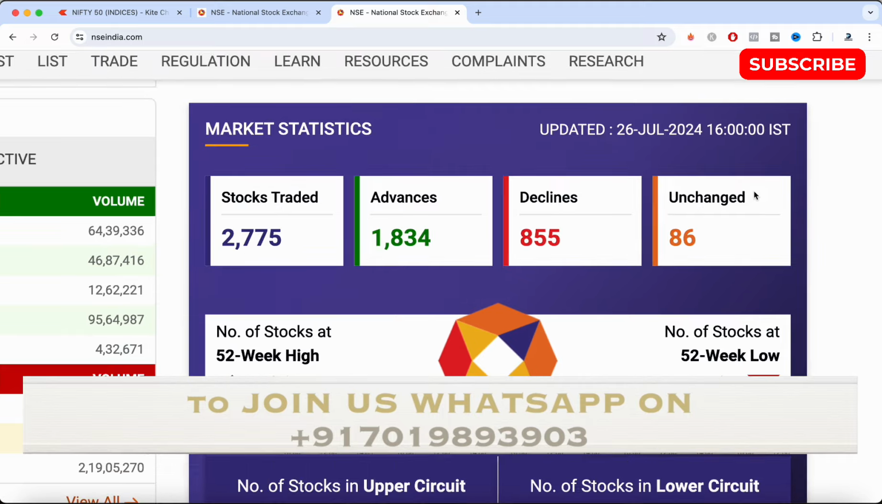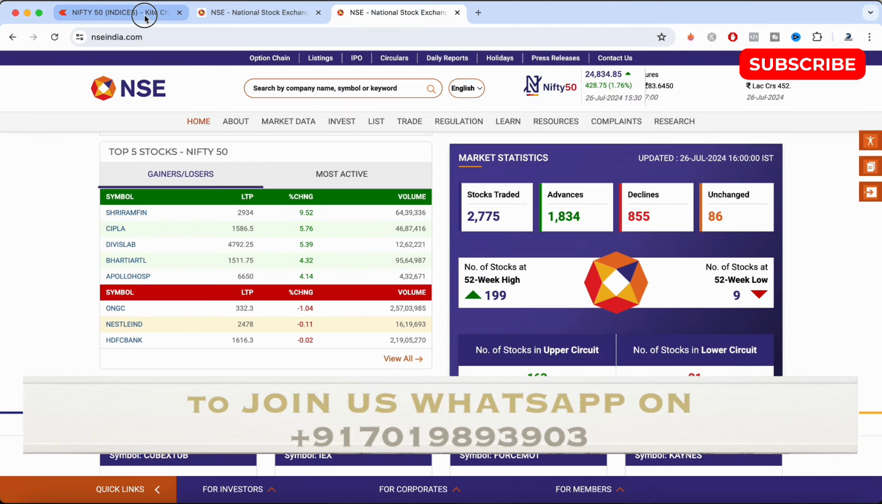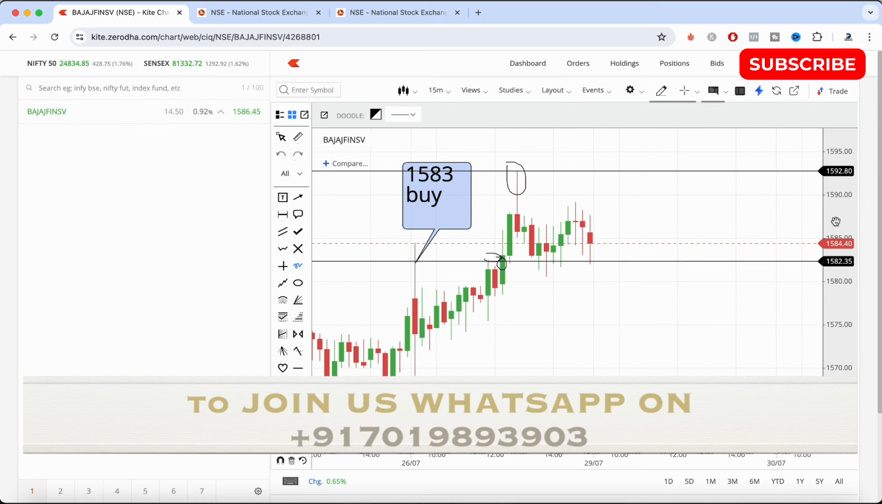So this is how the overall market has performed for the day, and this was the trade I have done, and we were able to make a good trade today. However the market performs, if you have a good trading strategy and study, and you follow it, you will be able to make good trades.